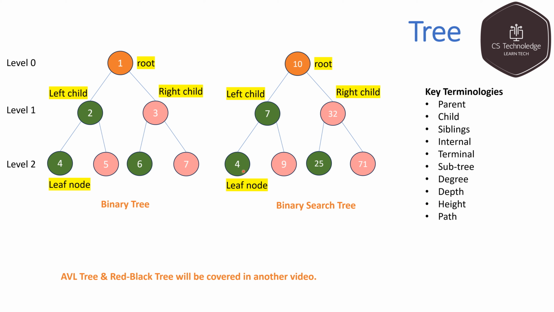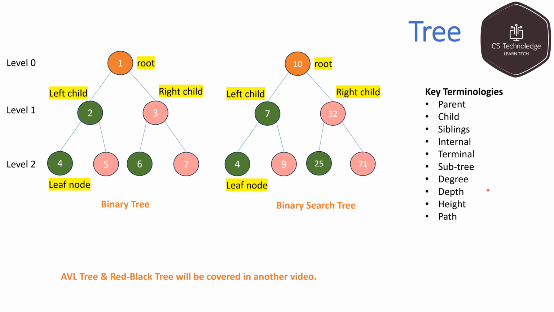What is a subtree? A subtree is a smaller tree within the bigger tree. For example, consider this entire set of nodes, right? 7 nodes. You can see that 7, 4, 9 makes a subtree in itself. 32, 25, 71 make a subtree in itself, right?